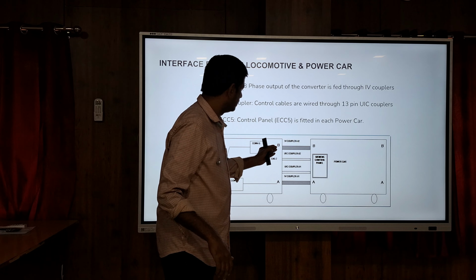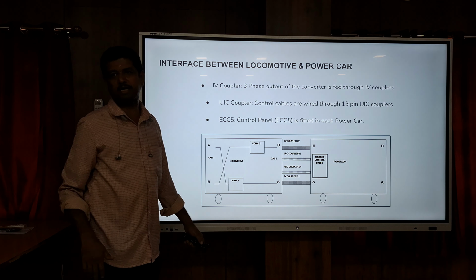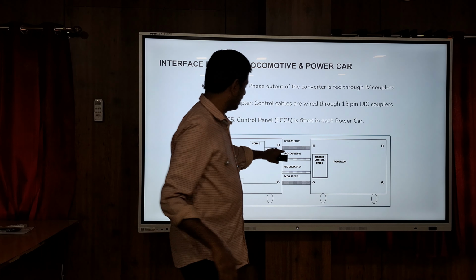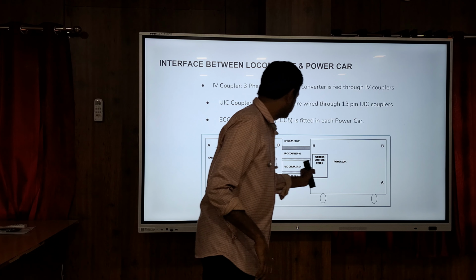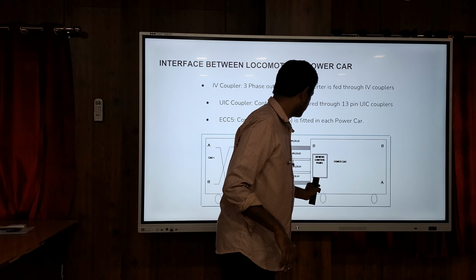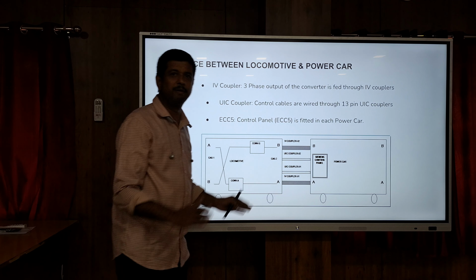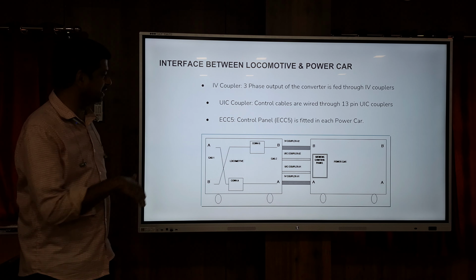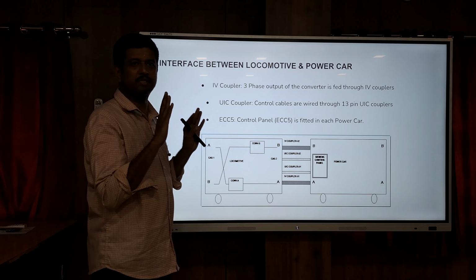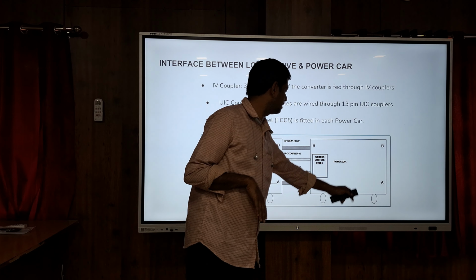From there, here the IV coupler is there. IV coupler means intervehicular coupler. IV coupler A is connected to coupler 1, B is connected to coupler 2. From there, the control panel is there. Control panel A is there. Control panel common is there. In that they have split it into two parts: converter A panel and converter B panel. Both they can operate from their LSLRD or power car.